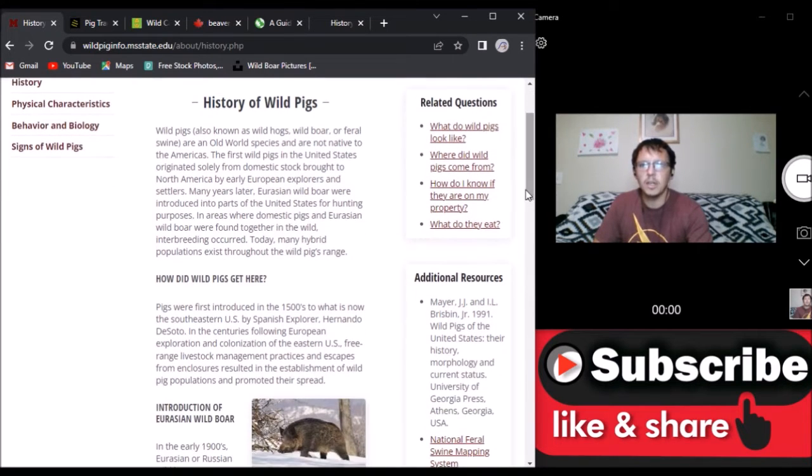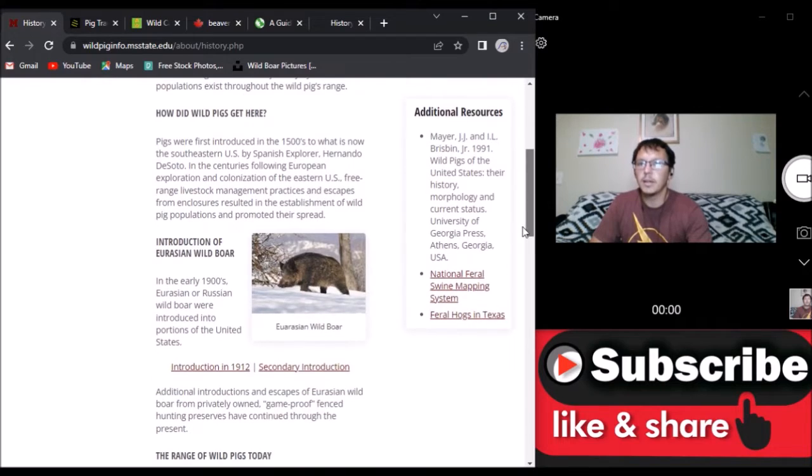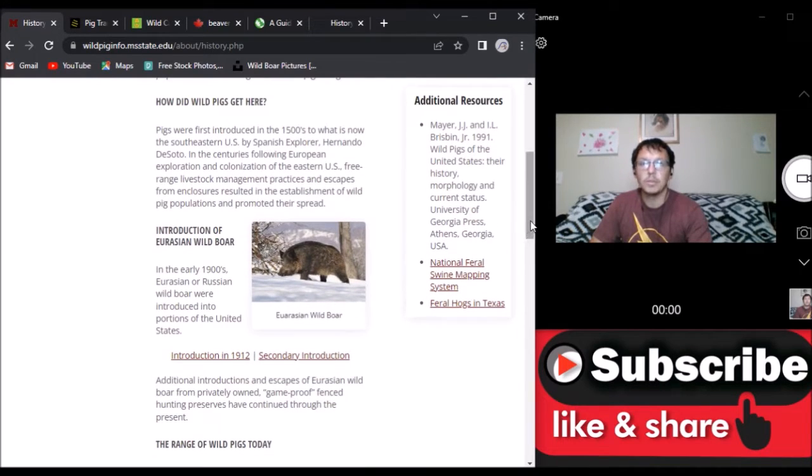Wild pigs, also known as hogs, wild boar, or feral swine, are an Old World species and are not native to the Americas. The first wild pigs in the United States originated solely from domestic stock brought to North America by early European explorers and settlers. Many years later, Eurasian wild boar were introduced into parts of the United States for hunting purposes. In areas where domestic pigs and Eurasian wild boar are found together in the wild, interbreeding occurs. Today, many hybrid populations exist throughout the wild pigs' range. And the wild pigs have a range of, they get pretty much everywhere from California to Florida. They've pretty much got the whole U.S.